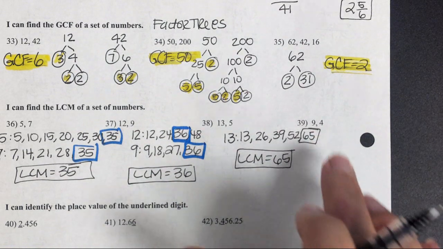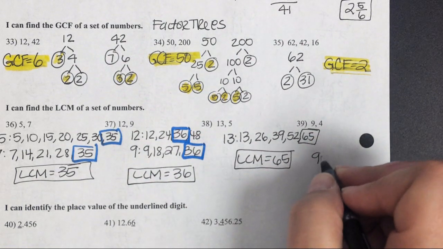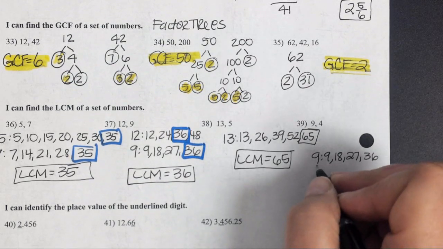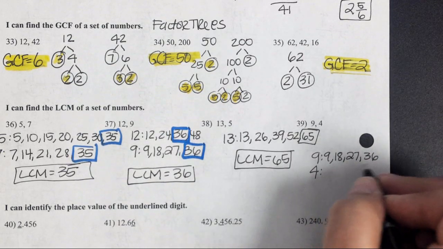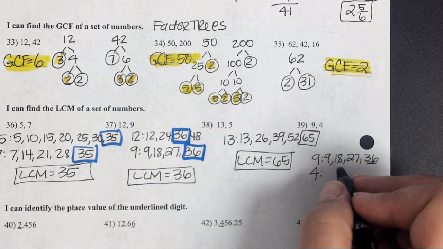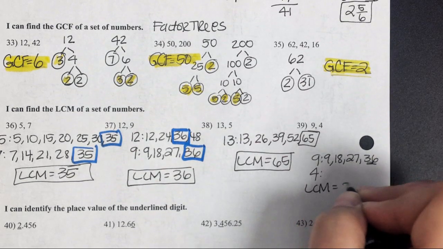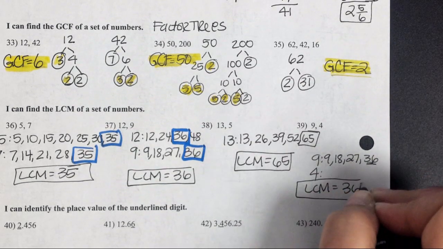Okay, looking at 9 and 4. We also know that anything times 4, 9 times 4 is going to give us 36. And I don't have a multiple of 4 before I get there, so my least common multiple would be 36.